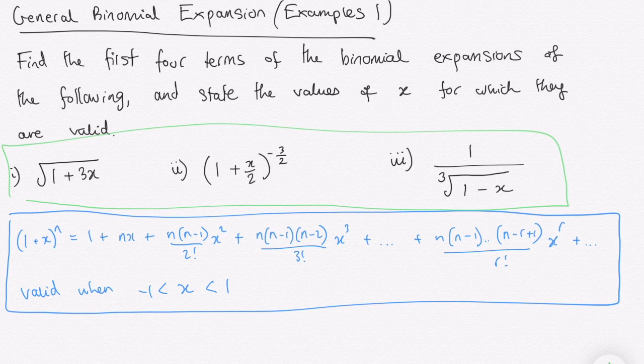In this video, I'd like to give some examples of how we will use the general binomial expansion from the previous video, and in particular, I'd like to find some binomial expansions of these expressions circled in green, and we're also going to state the values of x for which they are valid.